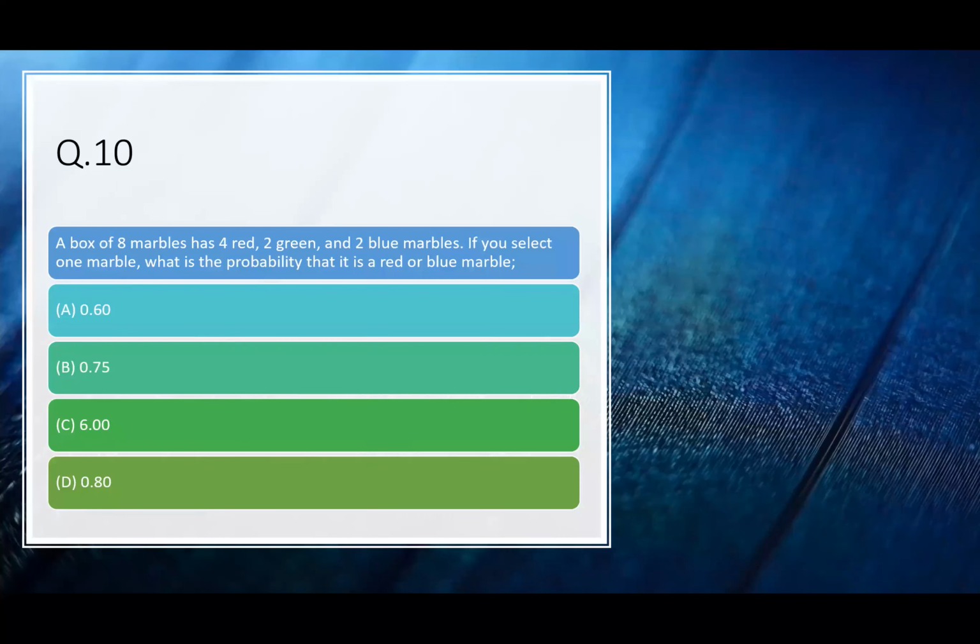A box of 8 marbles has 4 red, 2 green and 2 blue marbles. If you select one marble, what is the probability that it is a red or blue marble? Mental maths. 0.60, 0.75 and 0.80. 0.75. Excellent. Yes, it's the correct answer. We will add, we have said about the red and blue marbles. We have 4 reds and 2 blues. 4 plus 2 is 6 and divided by total 8, we get 0.75.